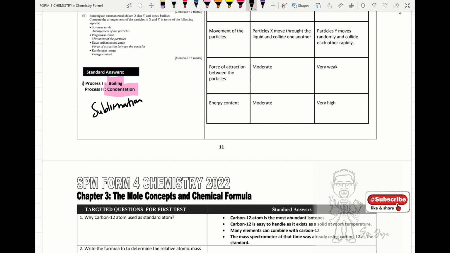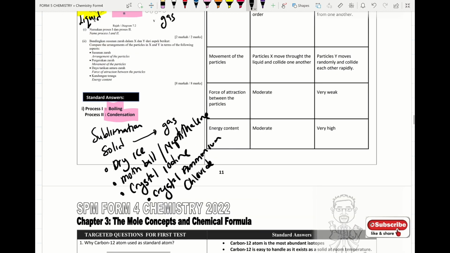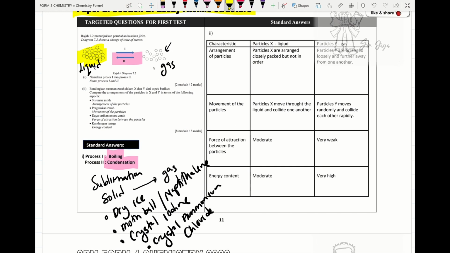Then there is sublimation, from solid changing into gas. Sublimation means the particles change from the physical state of solid into gas state. Please remember four substances that can undergo sublimation. Number 1 is dry ice. Number 2 is mothball or naphthalene. Number 3 is crystal iodine, and the last one is crystal ammonium chloride. These are the substances that can undergo the sublimation process, turning from the solid state to the gas state. So we move on to the second question.